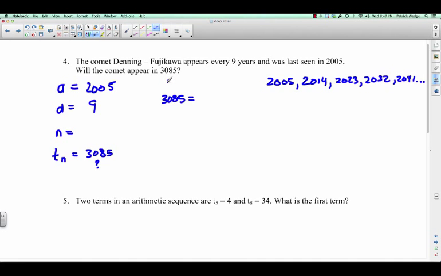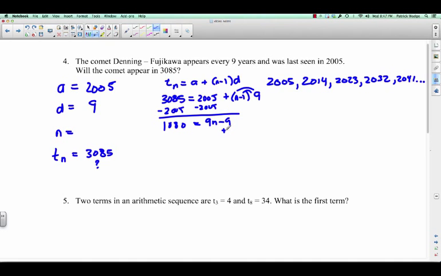So, I guess I should write the formula. T of n equals a plus n minus 1 d. T of n is 3085, a is 2005, n we don't know, d is 9. I'm going to subtract 2005 from both sides. That leaves me with 1080. Let's do the multiplication over here. So 9n minus 9, add 9 to both sides. So that's 1089 equals 9n, divide by 9, divide by 9, and if you do that, you will get 121. So, will it appear?